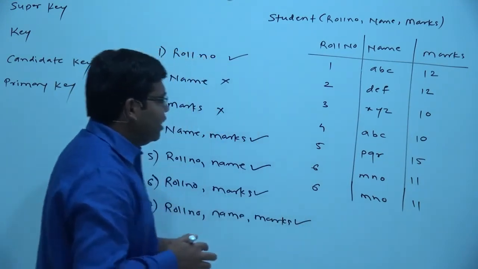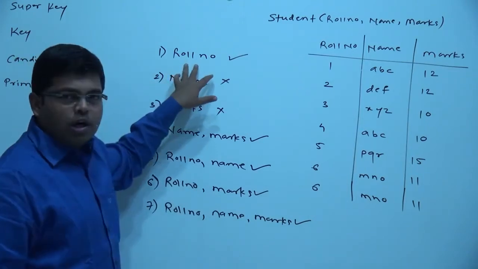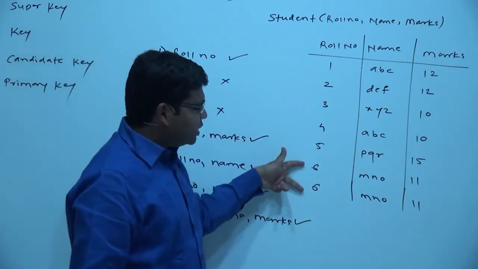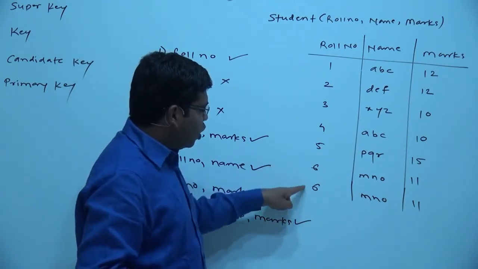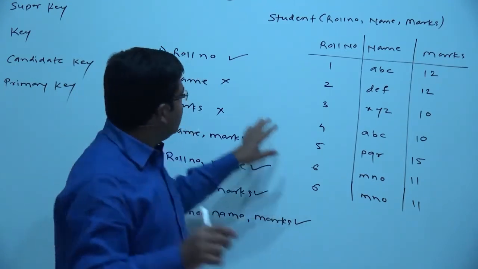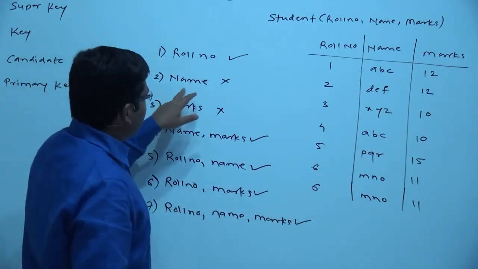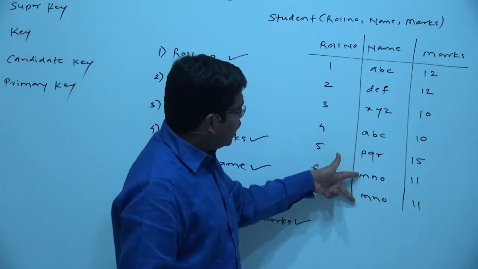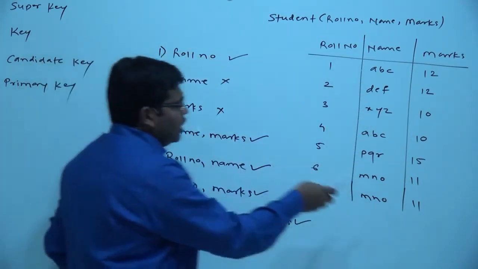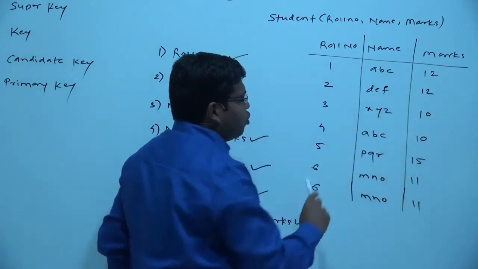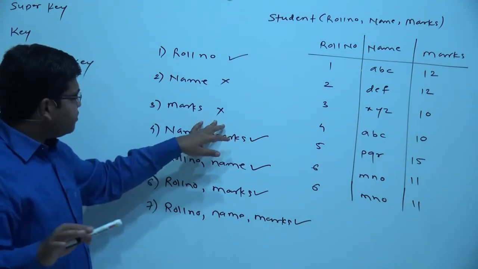Now let us see what keys are possible in this particular case. Now roll number alone cannot be called as a key because there are two tuples which are having the same value for roll number, and that is why on the basis of roll number alone we cannot identify the tuples. So roll number is not a key in this particular case. Then name alone is repeating, therefore name alone cannot be called as a key. Similarly, marks are also repeating, and therefore marks alone cannot be called as a key.